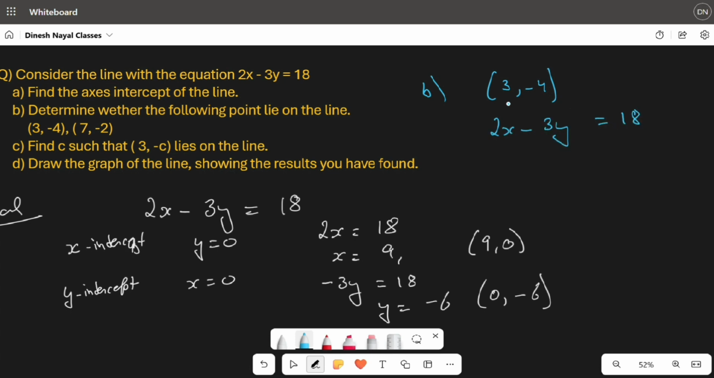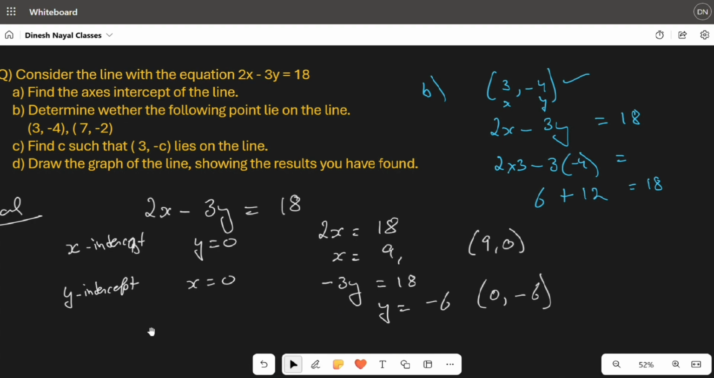That means x is 3 and you have to substitute y as minus 4. So 2 into 3 minus 3 into minus 4 equals that should be 18. So 2 into 3 is 9 and this becomes plus 3 4s are 12. Sorry, 2 into 3 is 6. I'm really sorry for this. 2 into 3 is 6 and this is plus 12, which is equals to 18 only. Hence this point lies on the given line.